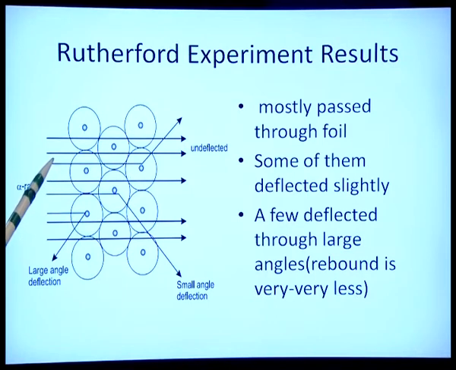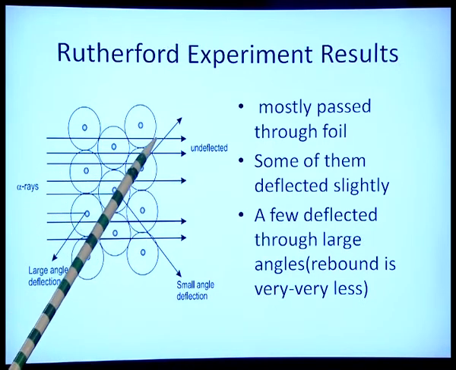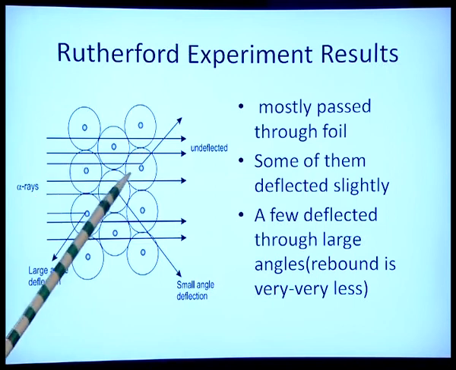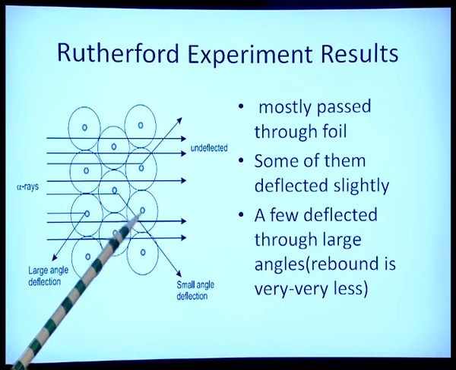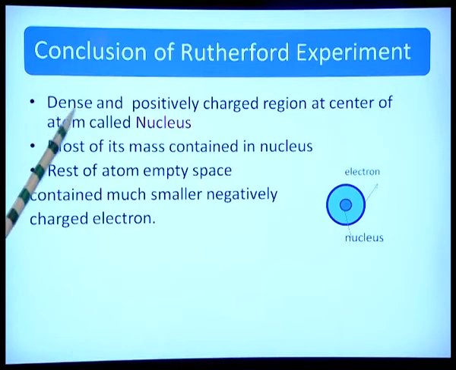You can see, mostly rays pass through the foil. Some of them are deflected slightly. Some are deflected to a small angle. Some are deflected to a large angle. And the rebound of the rays is very, very less. So we can draw the conclusion. What is the conclusion? This is the conclusion.